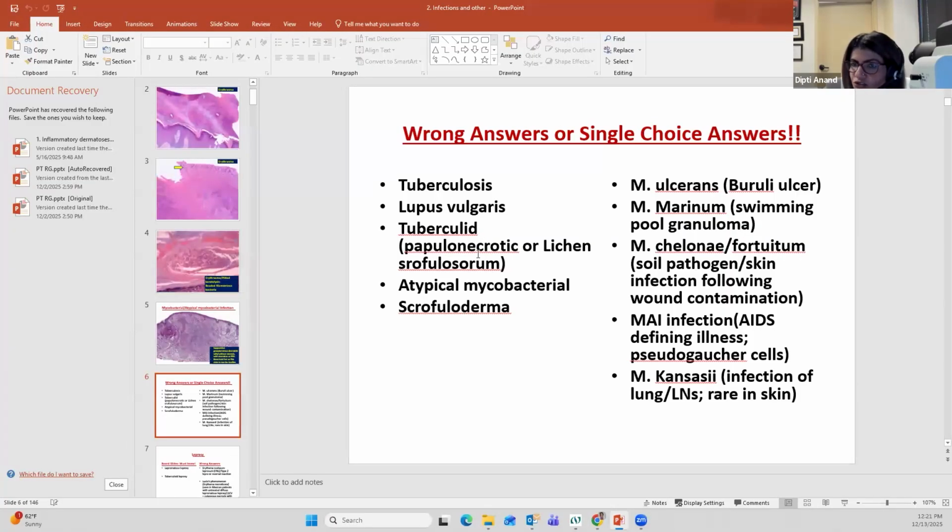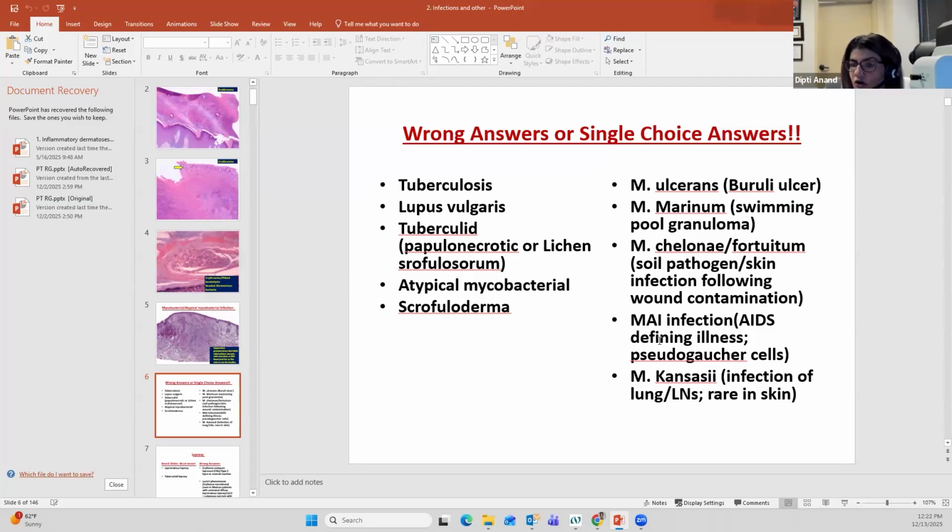Okay, it could be the classic tuberculosis, which comes in these forms, or it could be these atypical mycobacteria: Mycobacterium ulcerans, Buruli ulcer, and marinum, which is your swimming pool or fish tank granuloma. Chelonae and fortuitum are the two most common ones. That's the most common soil pathogen which causes skin infection following contamination. So most of the atypical mycobacterial infections that you see are from this organism.